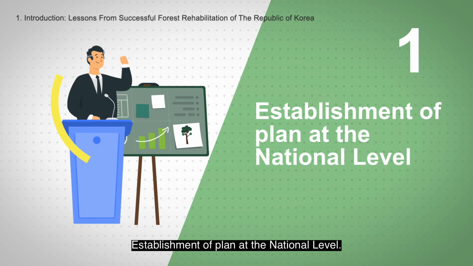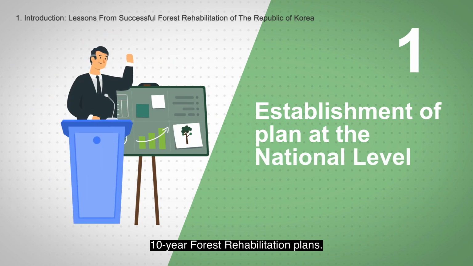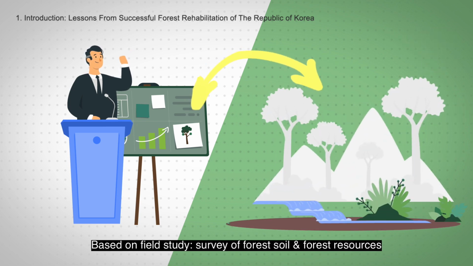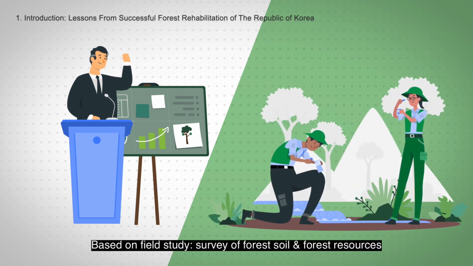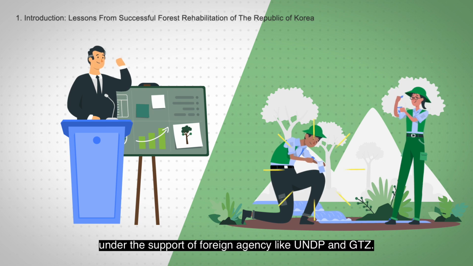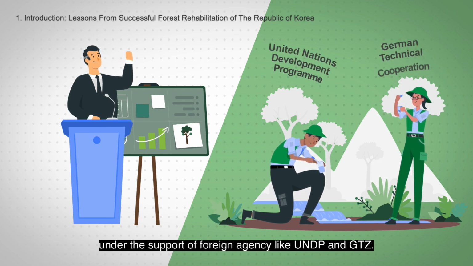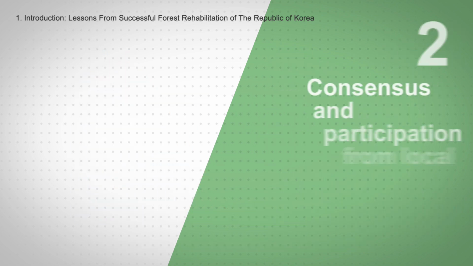Establishment of plan at the national level: 10-year forest rehabilitation plans, based on field study, survey of forest soil and forest resources, under the support of foreign agencies like UNDP and GTZ.